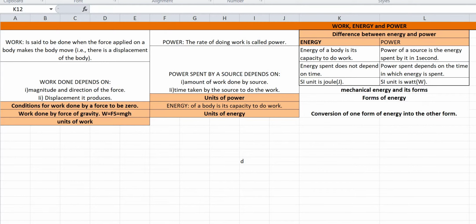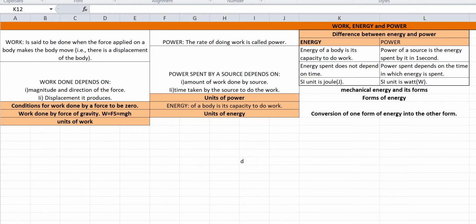10th standard, continuation. Mechanical energy under different forms. Mechanical energy has two things: kinetic energy and potential energy. So what is kinetic energy? The energy possessed by a body by virtue of motion, when it is trying to move, is called kinetic energy. That is given by half mv square.